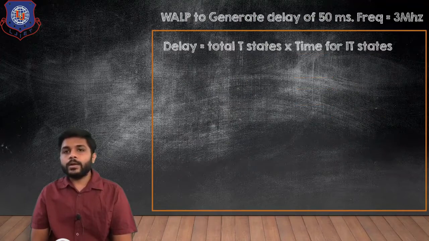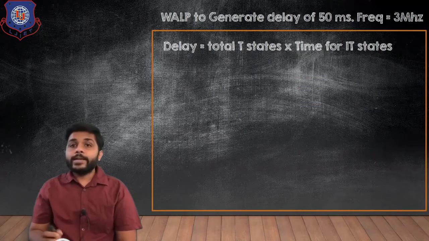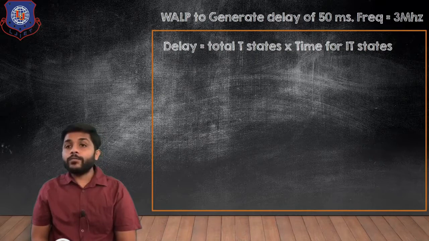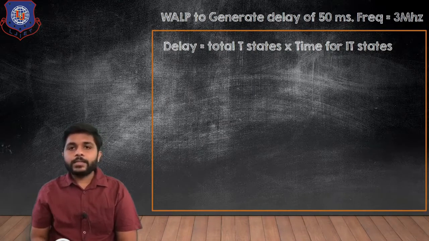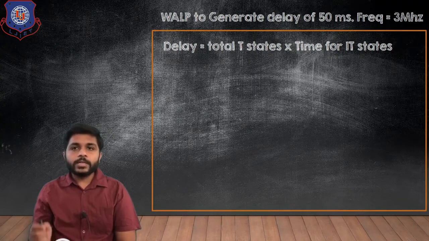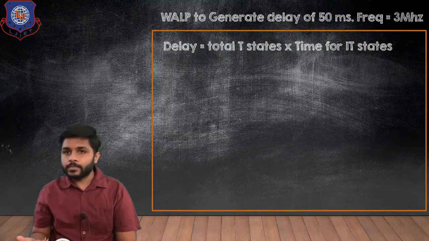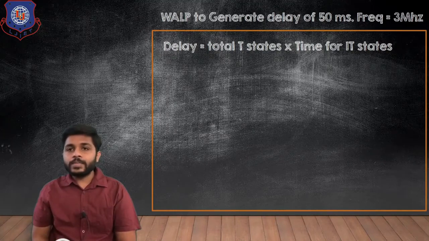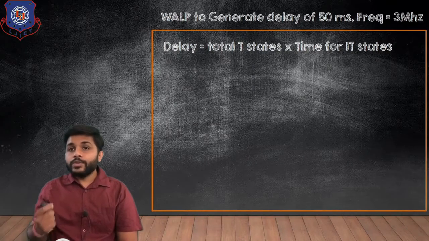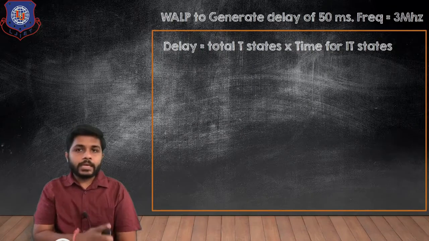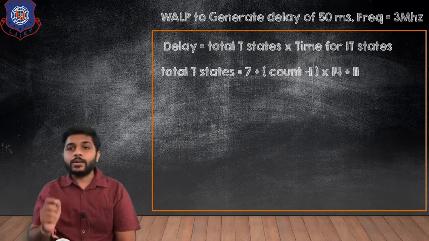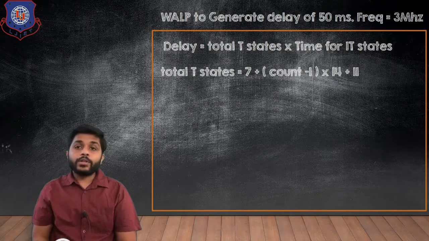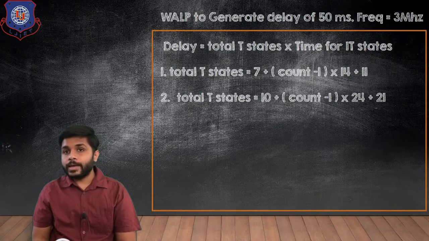Now let's see one example. Write an assembly language program to generate a delay of 50 milliseconds if the frequency is 3 MHz. We know that the equation for delay is total number of T states into the time required for 1 T state. And the equation for the total number of T states depends on which type of loop you are using. Either it can be a single register or a register pair. You can see that the first equation is for the delay using a single register, and the second is for the delay using a register pair.